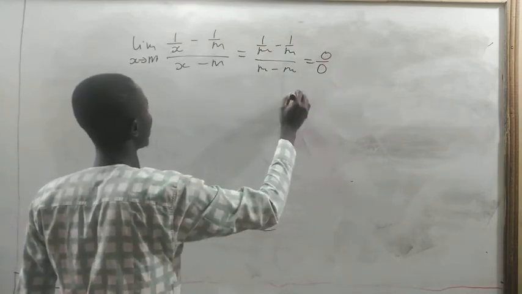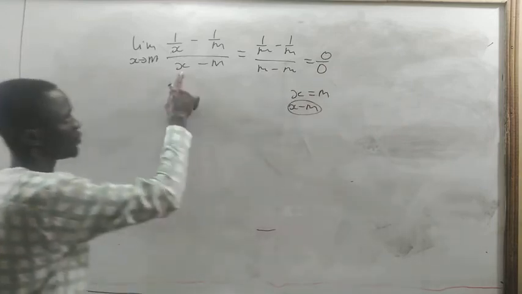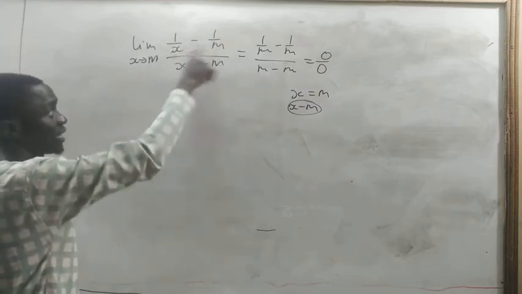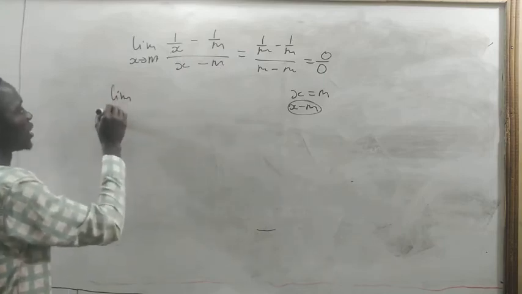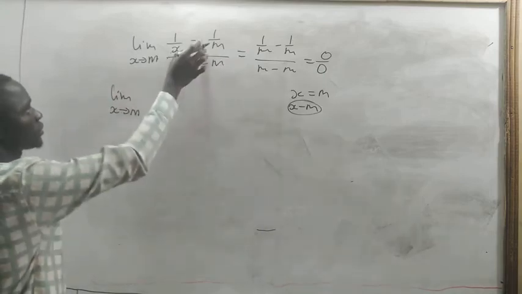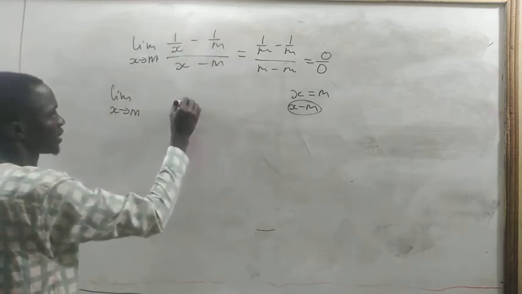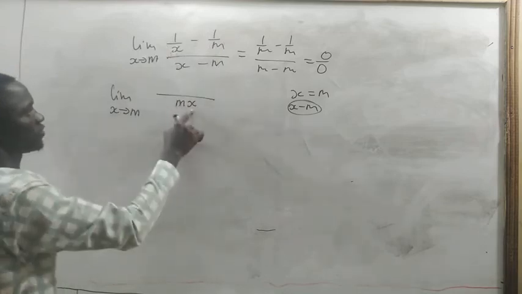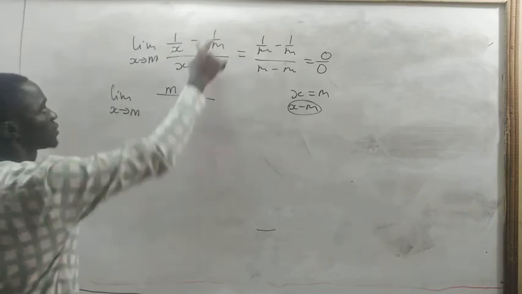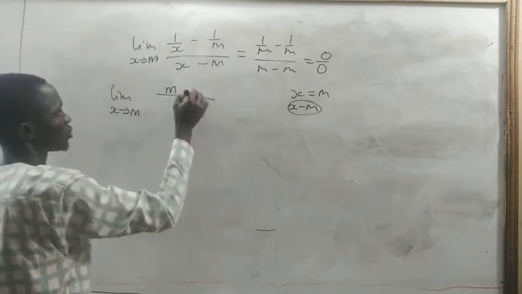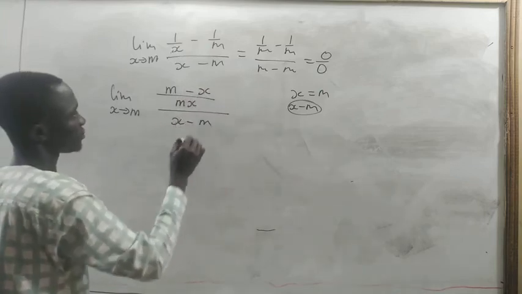So it means that x equal to m means x minus m is a common factor. We have x minus m here. So let's figure it out at the numerator. So here we take the limit as x approaches m. Here 1 divided by x minus 1 divided by m has LCM mx. So x will divide this m times 1 will give us m. M will divide this x times 1 will give us minus x. All divided by x minus m.